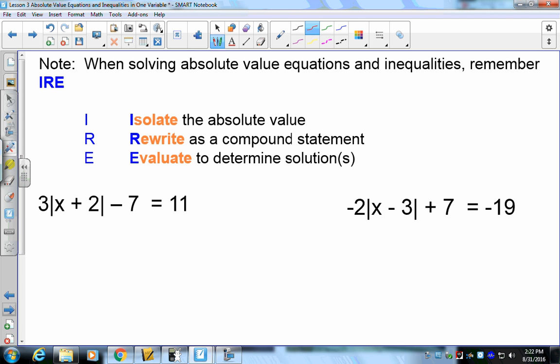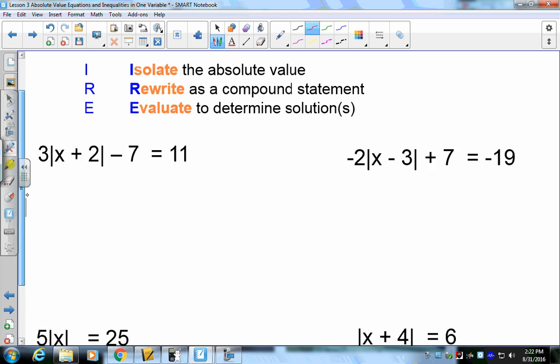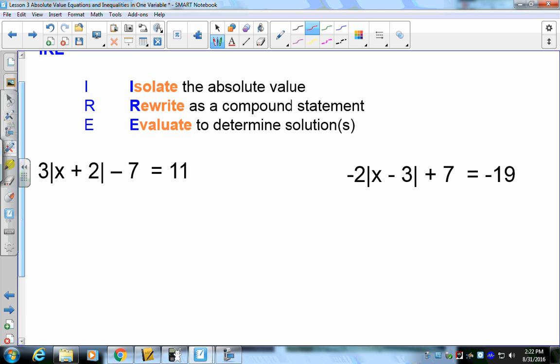All right, now sometimes we have equations that are a little bit more involved. So you'll notice in these examples, that I have a coefficient in front of our absolute value, I have numbers being added or subtracted. So before we can rewrite as a compound statement, I need to isolate the absolute value first. I need to undo any addition or subtraction and undo any multiplication so that my absolute value is isolated. Then I can write my two equations and then I can solve them.